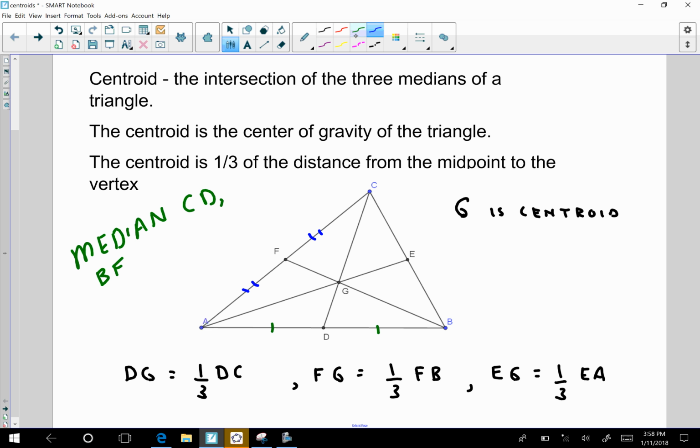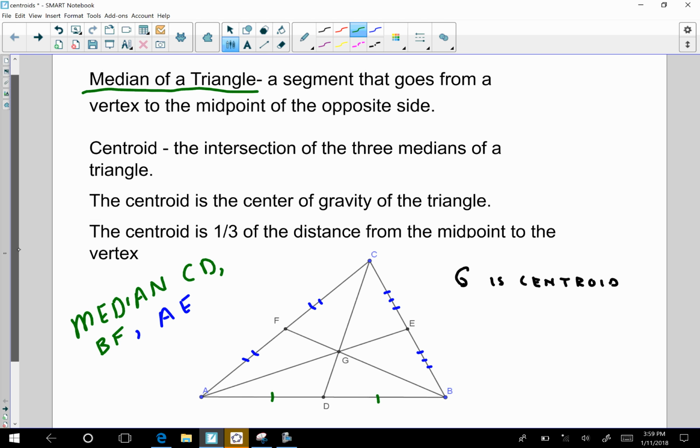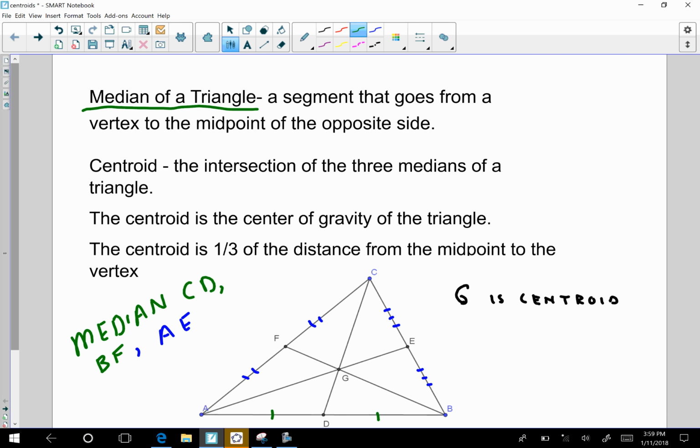In like manner, the third median of this triangle is going to be AE. And again, that would tell me that E is the midpoint of CB, and I can denote those segments being congruent, CE congruent to EB, with congruent segment dashes. And so those are the three medians. And we found out recently that the intersection point of those three medians is called this really interesting point, the centroid.